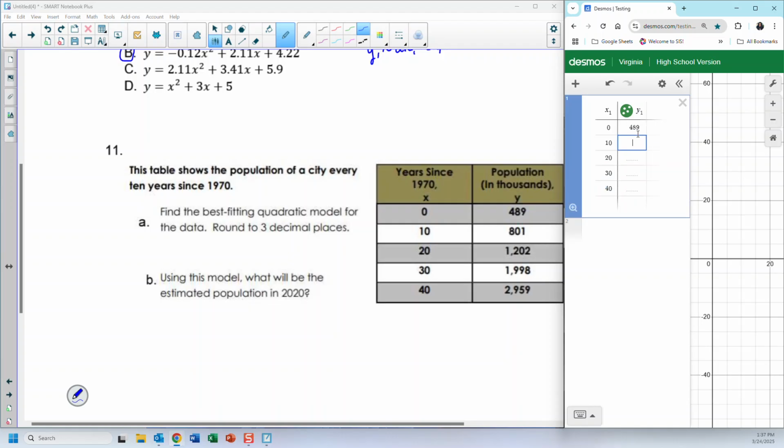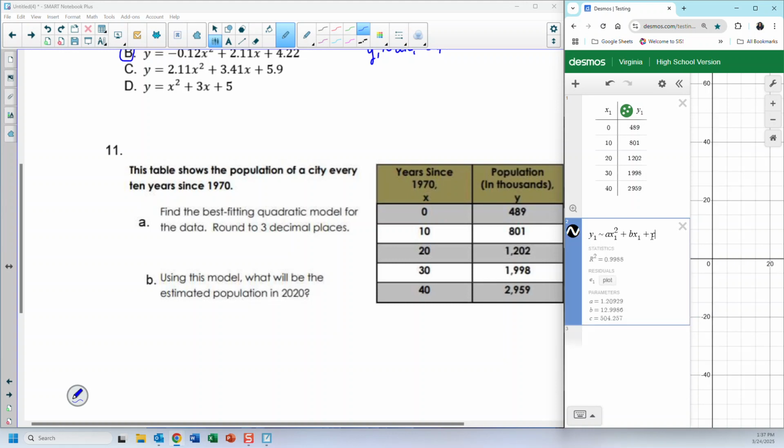One thing I want to remind you is when you're doing tables and you see a comma, like for example right here, do not put the comma. That doesn't work. It's going to give you an error. So just type just the numbers in. Okay, and then type the regression, y1 regressed against ax1 squared plus bx1 plus c. And then here's my equation.